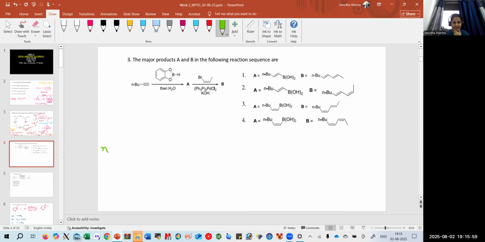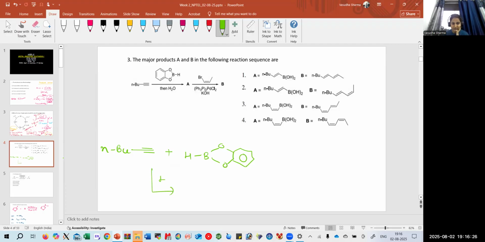So you have an alkyne system and it is first being treated with a boronic acid. I will make it the other way down. Right? So we will first look into this one. So this is the catechol system, which is attached with the boron system.